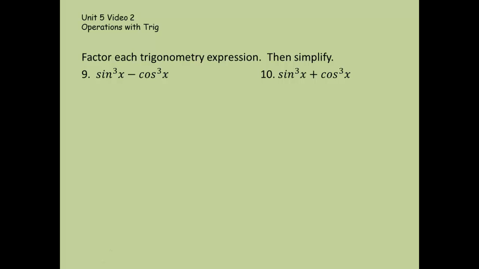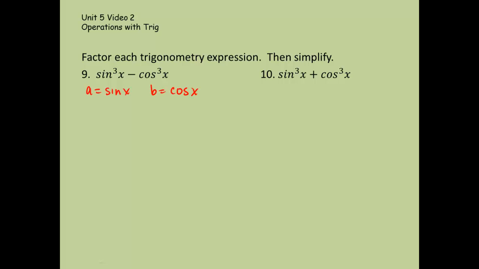Factor each trigonometry expression, and then we have to simplify. I'm going to try the first one with you. Given that the second has just a couple sign differences, I'm only going to try the first one with you today, and then you're going to try number 10 and bring that to class. Sine cubed of x minus cosine cubed of x. That makes a equal the sine of x, and b equal the cosine of x.